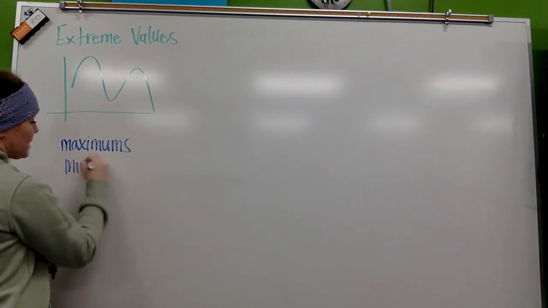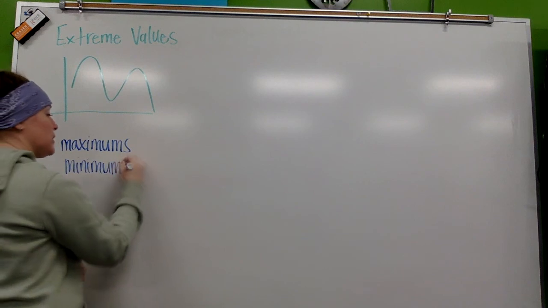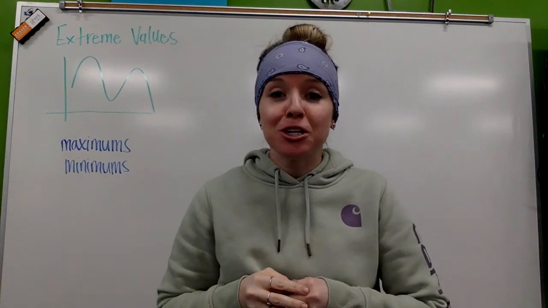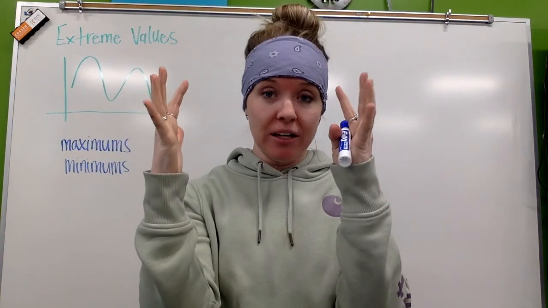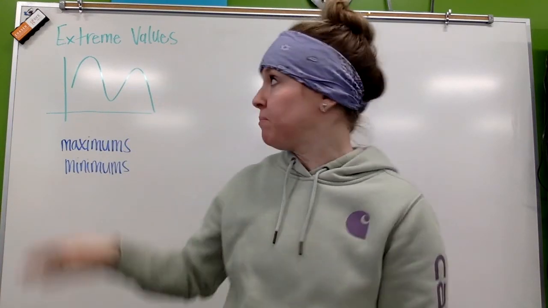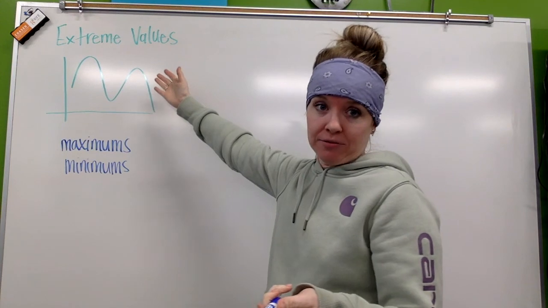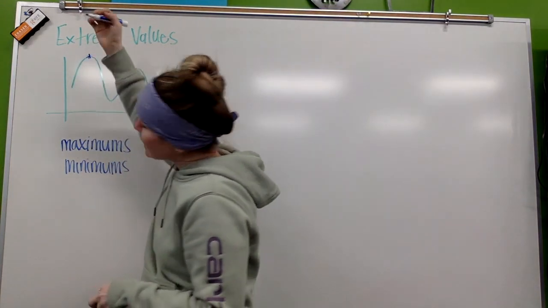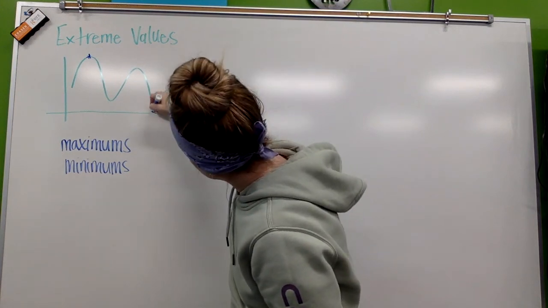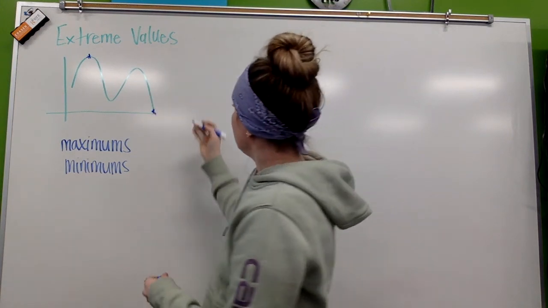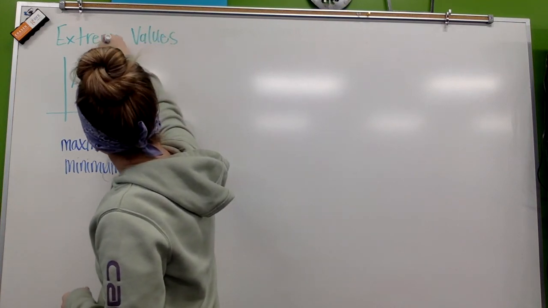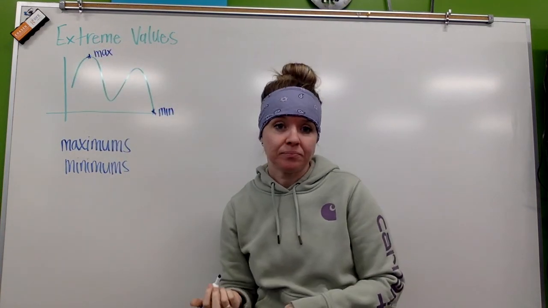Okay? With maximums, we know a maximum is going to be the highest point, the largest value. Minimums are going to be the lowest point. So if we were to look at this graph that I've got up here, right here is the highest point of my graph, and here's the lowest point of my graph. So this is a minimum, and this is a maximum.